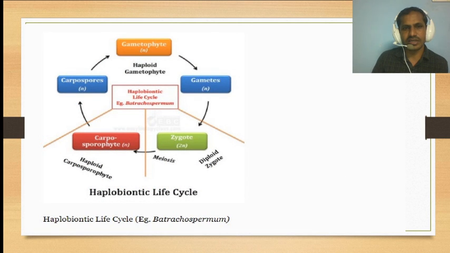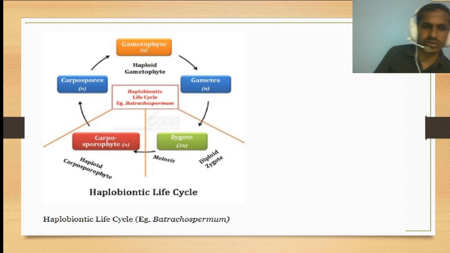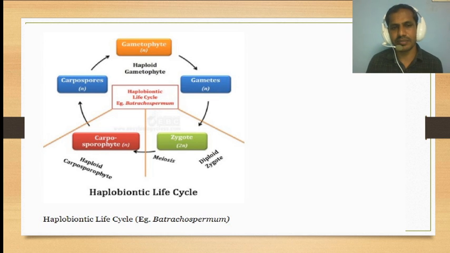See, it's a gametophyte. It can produce male and female gametes. Then they form a diploid zygote, and after that, meiosis can occur. It forms the carposporophyte. From this carposporophyte they can produce carpospores. This is the haplobiontic life cycle which occurs in Polysiphonia.